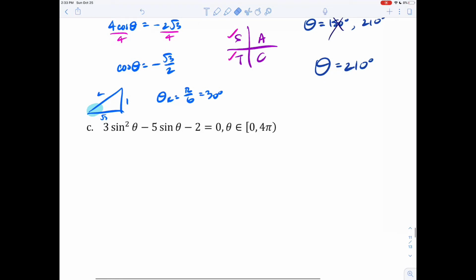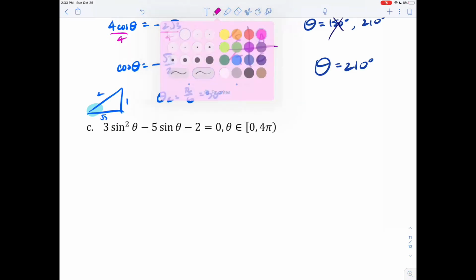This one, yeah, there's a quadratic in there. Help, help, I'm scared. We're not scared. We are bold, adventurous beings.